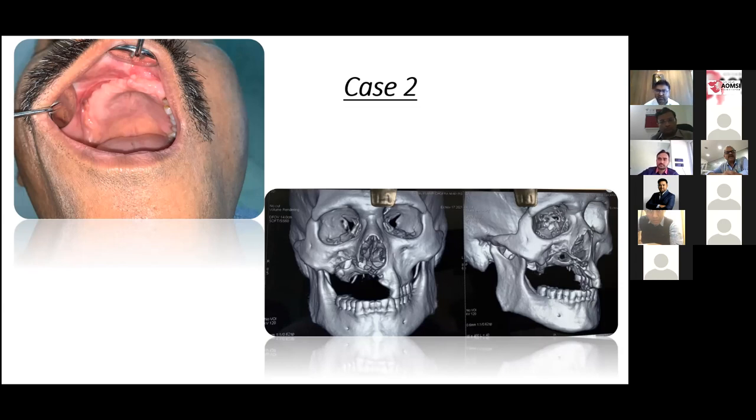So now, next case, that is a unilateral case. Where we have on one side a total maxillectomy and on the other side, I would say just an alveolectomy was done. The natural teeth are available from the canine to the rest of the teeth on the left side. We have a good volume of zygoma available.